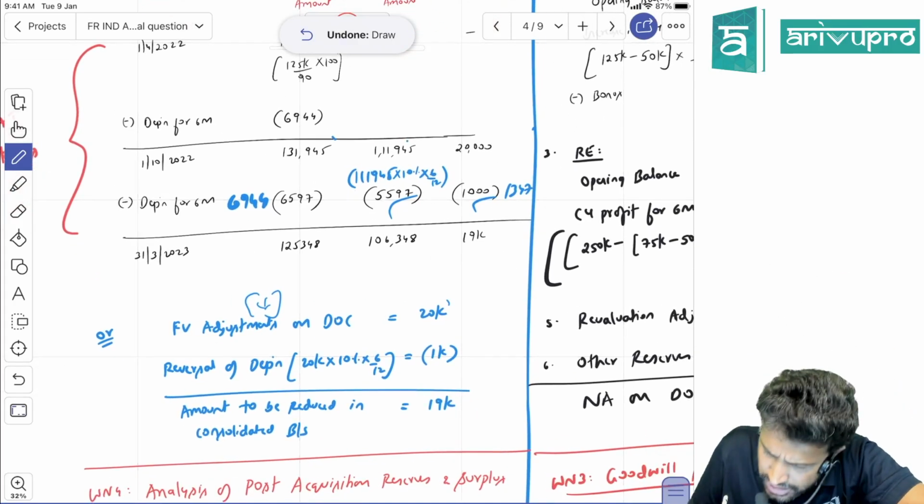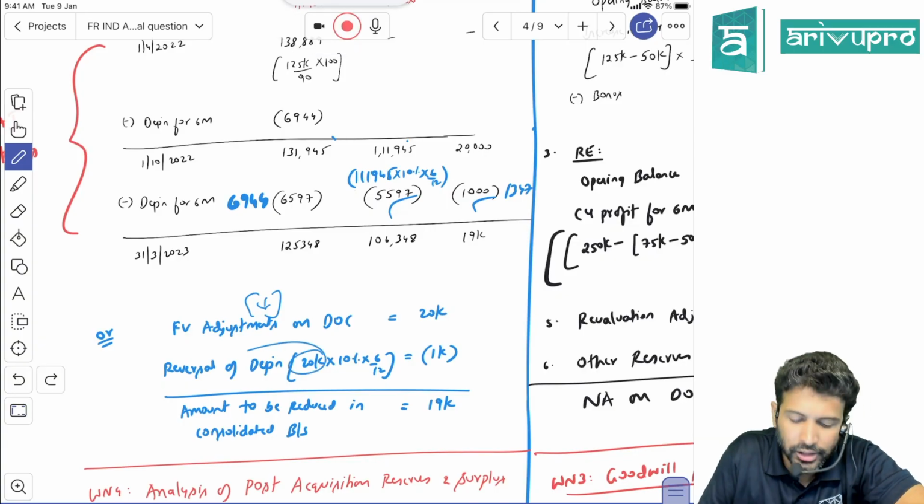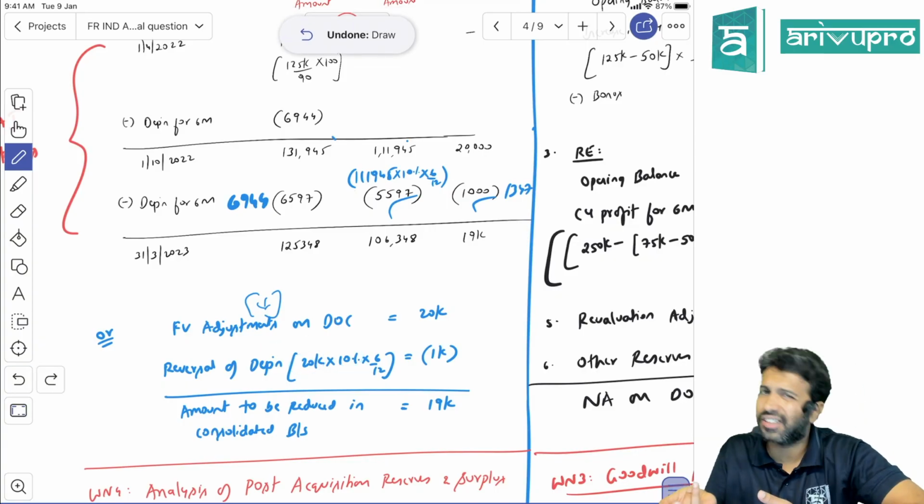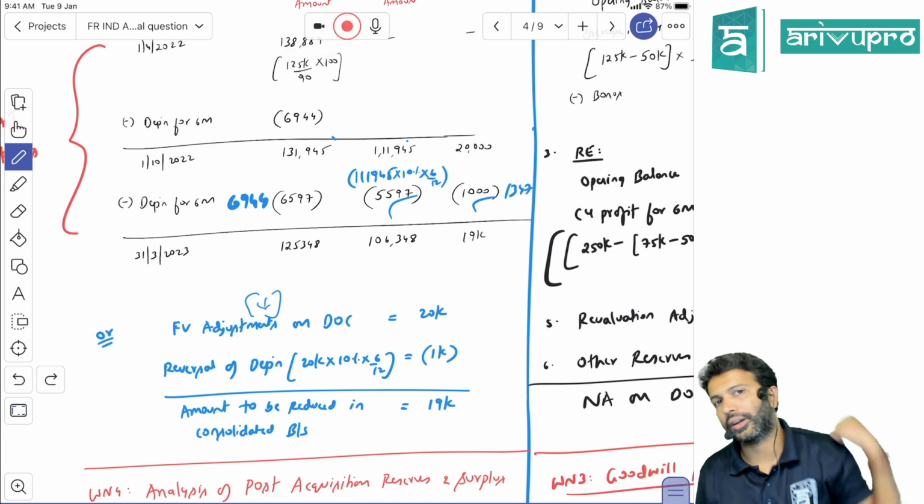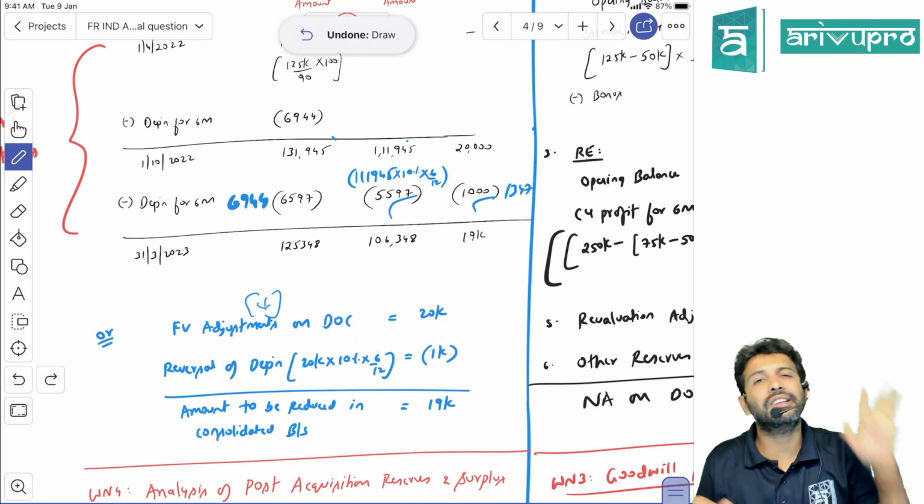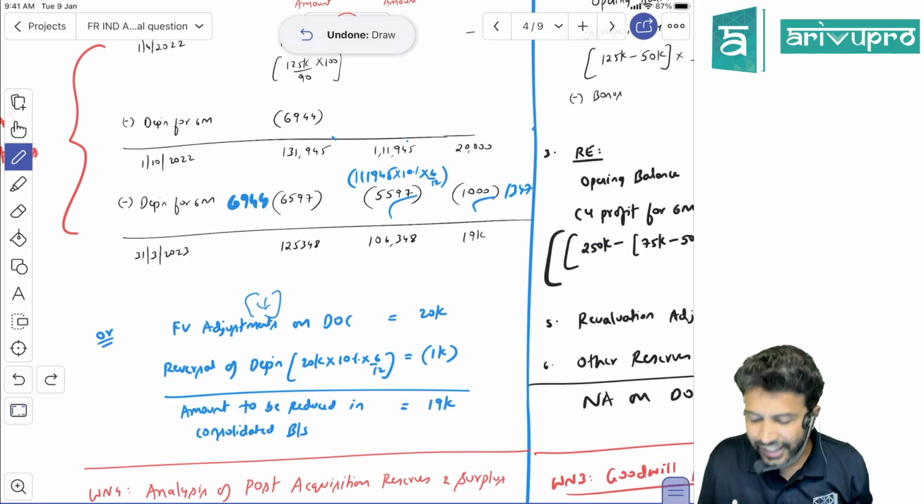How? This fair value adjustment is 20,000. What is the depreciation rate? 10%. Directly take 20,000 multiplied by 10%. The date of control is 1st October and the year ends on 31st March. So from 1st October to 31st March, at least 6 months. So you calculate 20,000 into 10% into 6 by 12, which is 1,000. So the net impact is 19,000.